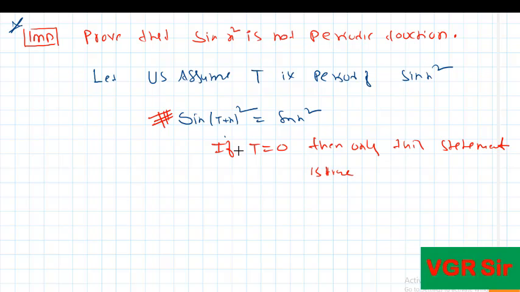But what is our definition of period? The period should be positive. 0 is not a positive number. T is satisfying here, but which t? 0. Only for 0 it is satisfying, but 0 is not a positive real number. If we want to define a period, it should be positive. That's why this is not a periodic function, meaning there is no such t that exists. So sin x square is not a periodic function.